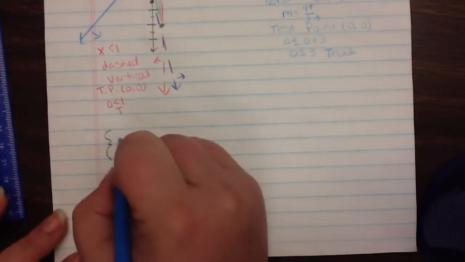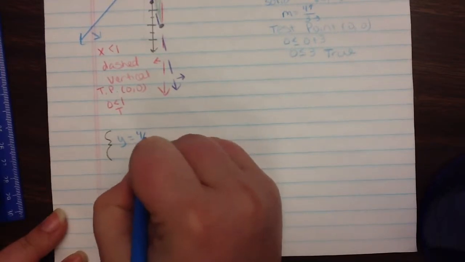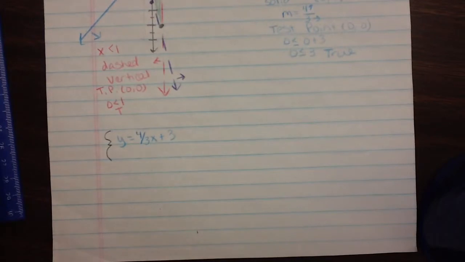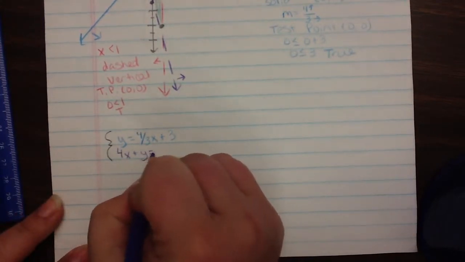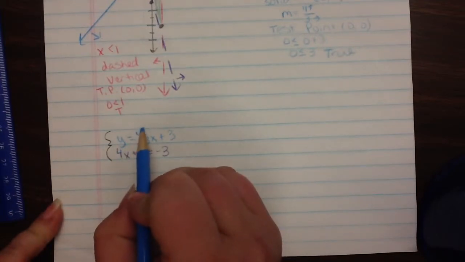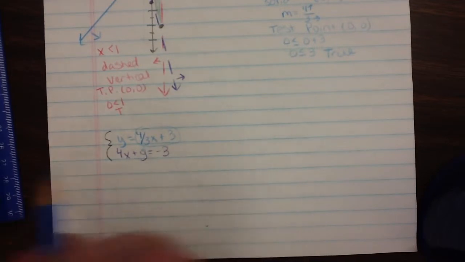So the first intersection point, I need to use the blue line and the purple line. The blue line, and I'm going to change them to equals for this work, the blue line is y = 4/3 x + 3. And the purple line is 4x + y = -3. Now I need to use substitution or elimination. Since this one is already solved for y, I'm going to use substitution, and I'm going to take this stuff and substitute it in place of that y.